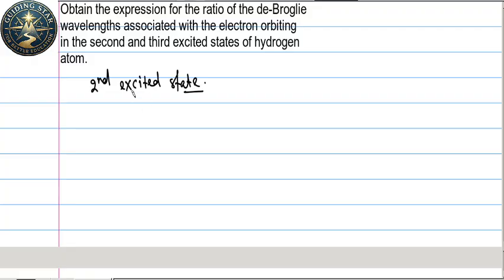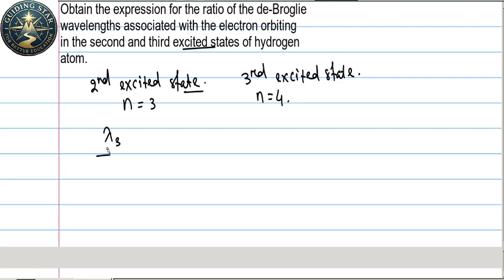So second excited state means the value of n should be equal to 3, and third excited state means the value of n equal to 4. Okay, so that means third orbit and fourth orbit. So what is the ratio of de-Broglie wavelengths corresponding to these third to fourth? That means de-Broglie wavelength corresponding to third orbit and de-Broglie wavelength corresponding to fourth orbit, that we have to find out, and we'll be taking the ratio of these two.